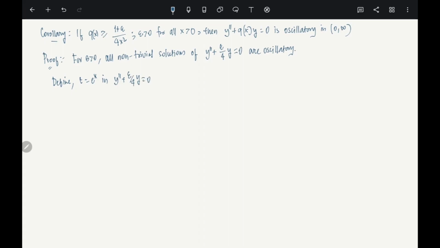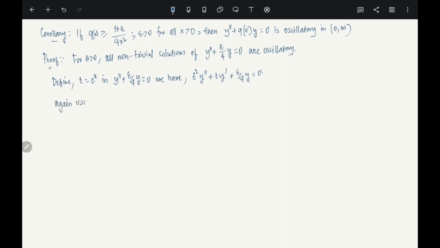Okay, if you take this change of variable, you can convert it from a function of x to a function of t, and that will look like this: t square y double prime plus t y prime plus epsilon by 4 y equals to 0. Is this okay?